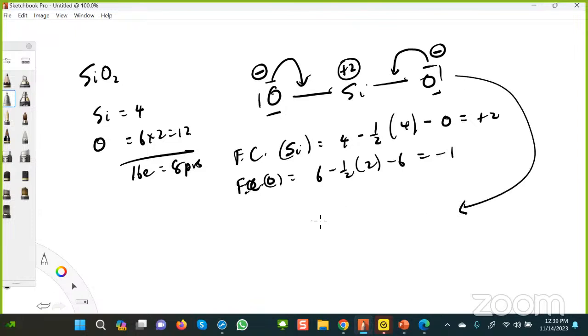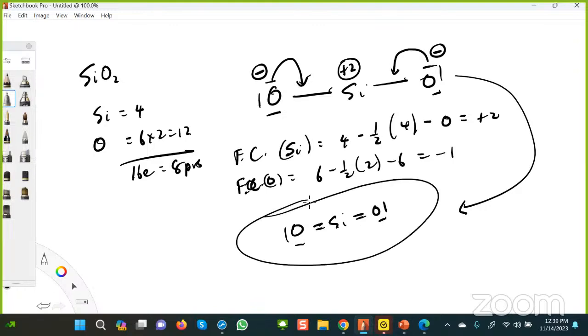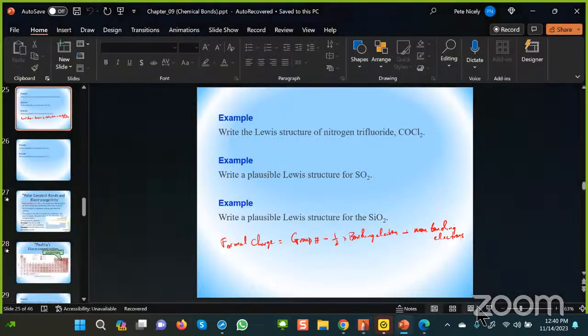So the final answer would be double bond Si, double bond O. And that would be that. All right? Okay, any questions about that example? Any questions? No questions? All right, so let's continue our discussion.